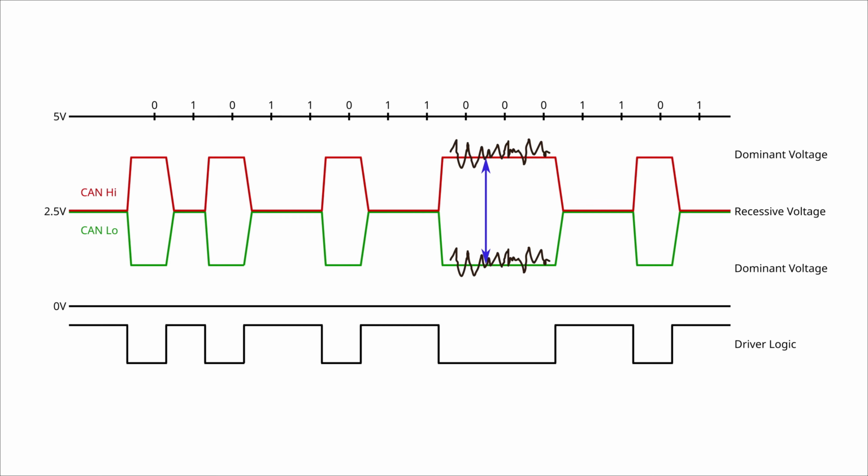Even if there is interference, because the two lines are close to each other, the interference is identical. Subtracting the signals reduces the noise. Ultimately, only the signal remains. This is the benefit of differential signals.